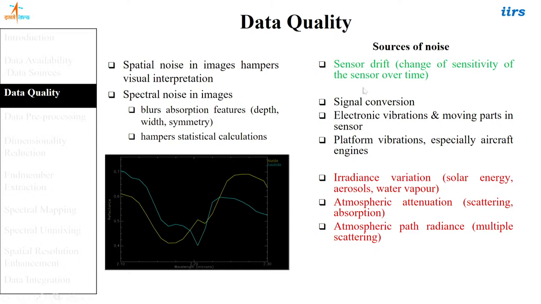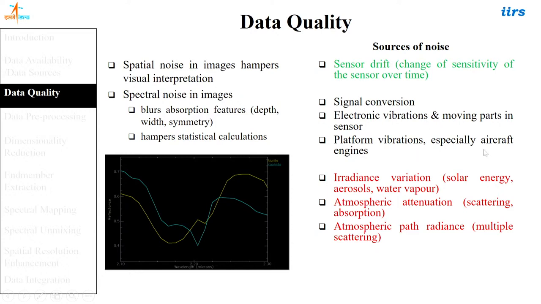So what are the sources of noise? Normally sensor drift: after some time, the sensor deteriorates. Then signal conversion, DN to radiance, radiance to reflectance, or analog to digital conversion, can also cause this problem. Electronic vibrations and moving parts in the sensor also cause noise.